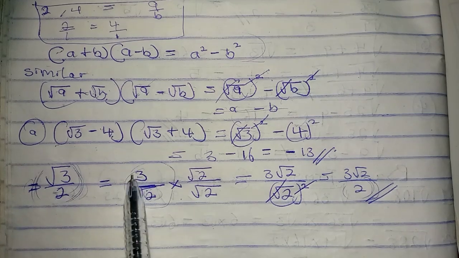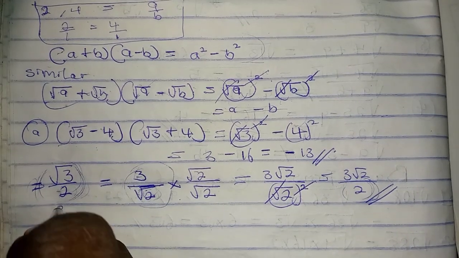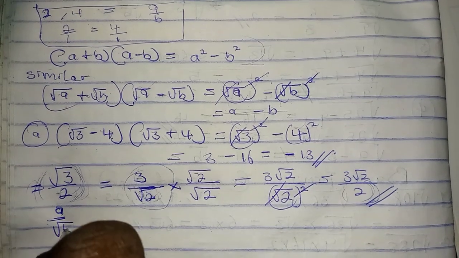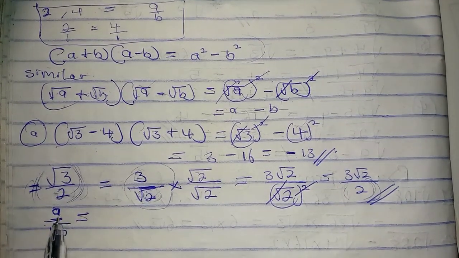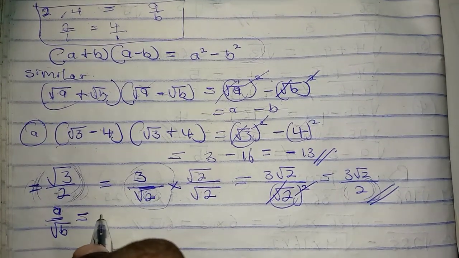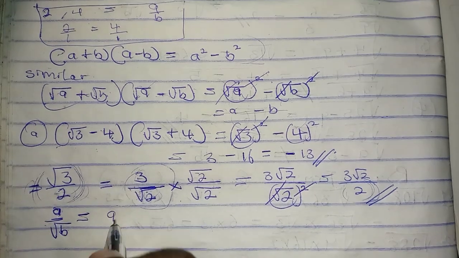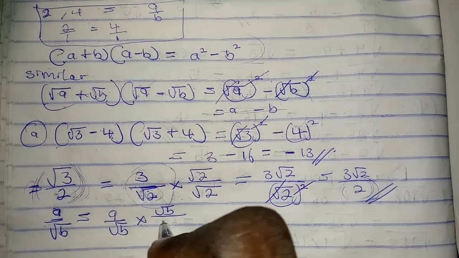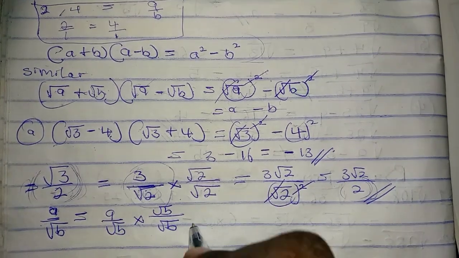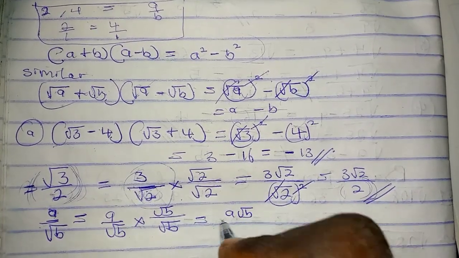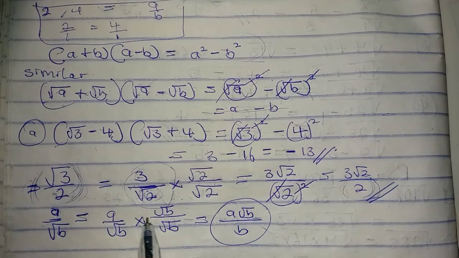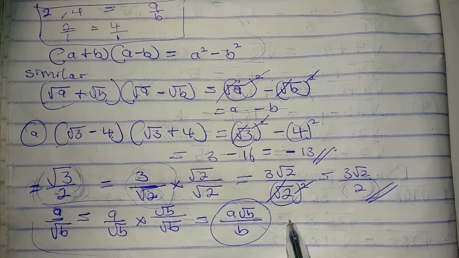Therefore, if you have a question like this, in this form, in general, let's write down the rule. In general, A over root B, you are going to express it as A over root B times root B over root B, which is equal to A root B over B. Know this is the general form. This is also one of the rules.